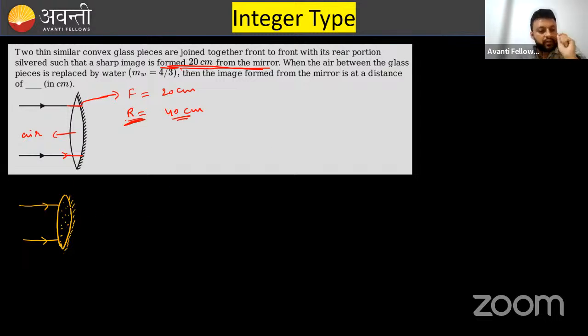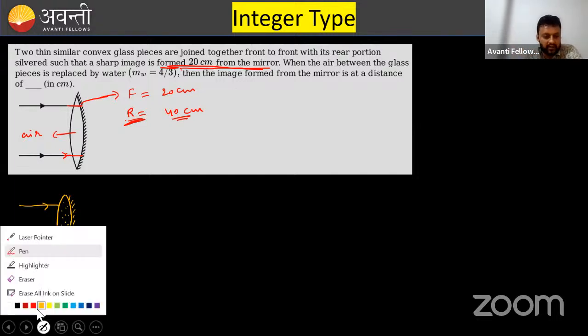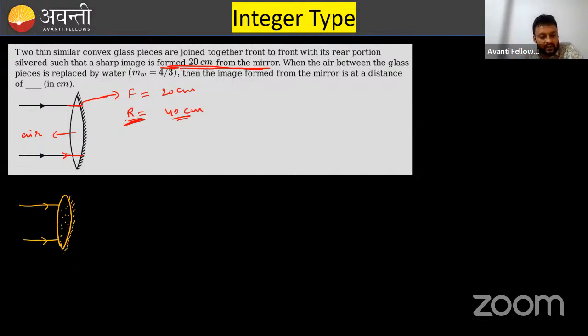Now listen to me very carefully. If I ask what is the effective focal length of this system, that will be the point where the image will form. Now it becomes a system of lens plus mirror. Silvered lenses, you have studied about that in classes. So this has now become a silvered lens.